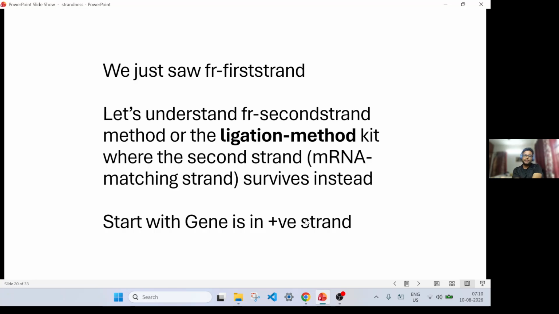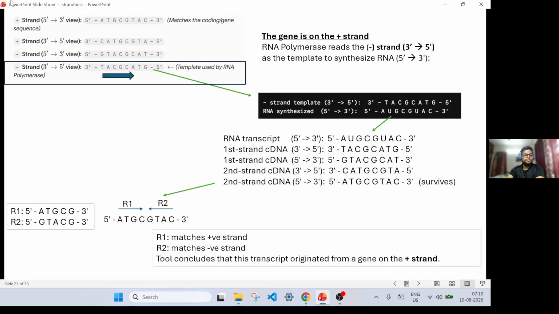So again, we'll start with the same approach. We'll take the positive and negative strands and start with the same view. Let's say the gene is on the plus strand, so RNA polymerase will consider the negative strand as the template, and it sequences like this and you get an mRNA. This is what you got, the RNA.